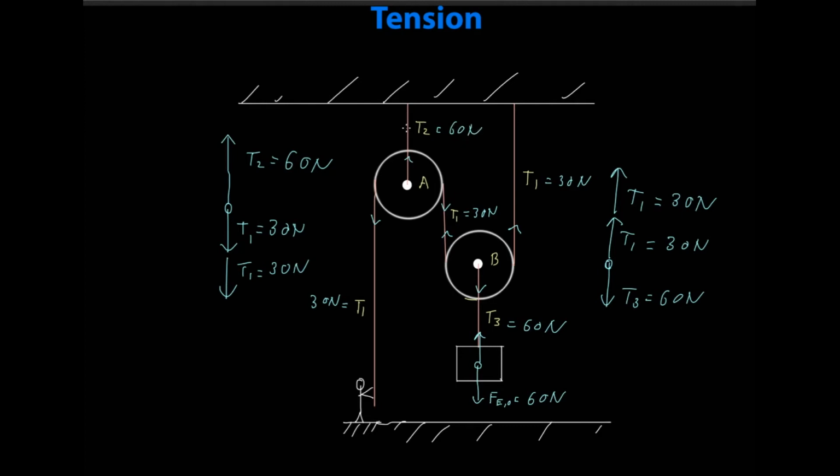It is pulling up on A with 60 newtons. It is pulling down on the ceiling with 60 newtons. T1 is pulling down on the ceiling with 30 newtons. So another possible question would be, how much force are the ropes pulling down on the ceiling with? The total there would be 90. Another question that could be asked is, how much force is this guy using to hold this rope? Well, the answer is already here. T1 is pulling on his hands with 30 newtons.